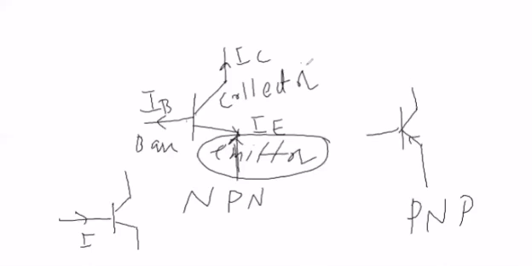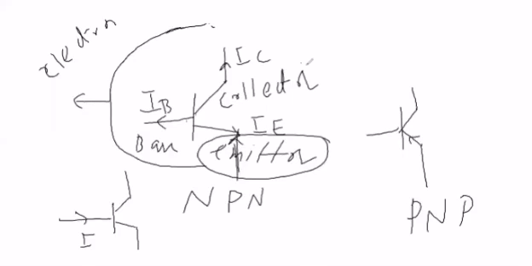So in this diagram we discussed the electronic current direction. In the lower diagram, the one I have drawn below, IB is in this direction and IC is in this direction.